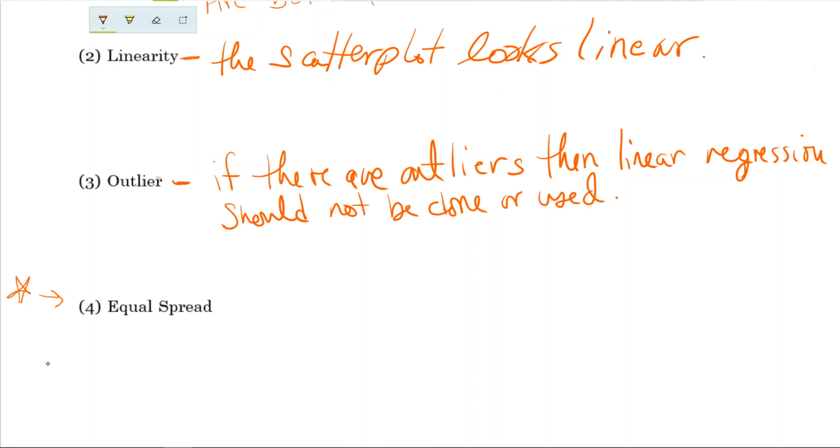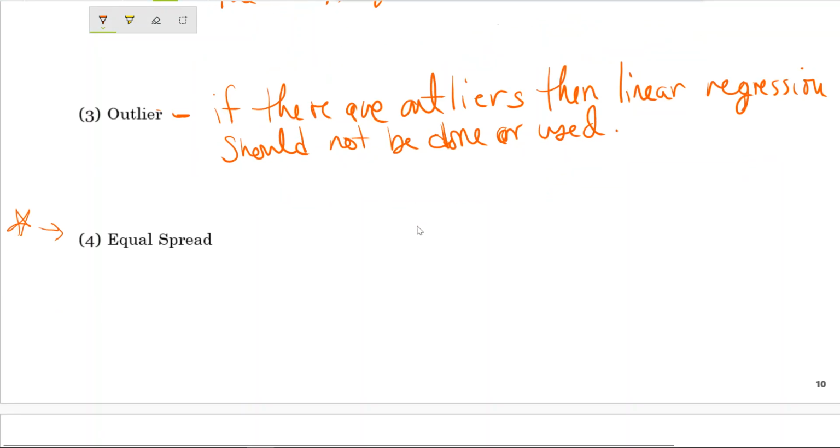Now that being said, if you're stuck with the data that you have and it has an outlier in it, you might not have a choice. You might be stuck doing linear regression. Okay, so next up we're going to take a look at the one that you should do after, the equal spread condition. So this is when I look at the residual plot, it should have an equal number of points above and below 0.